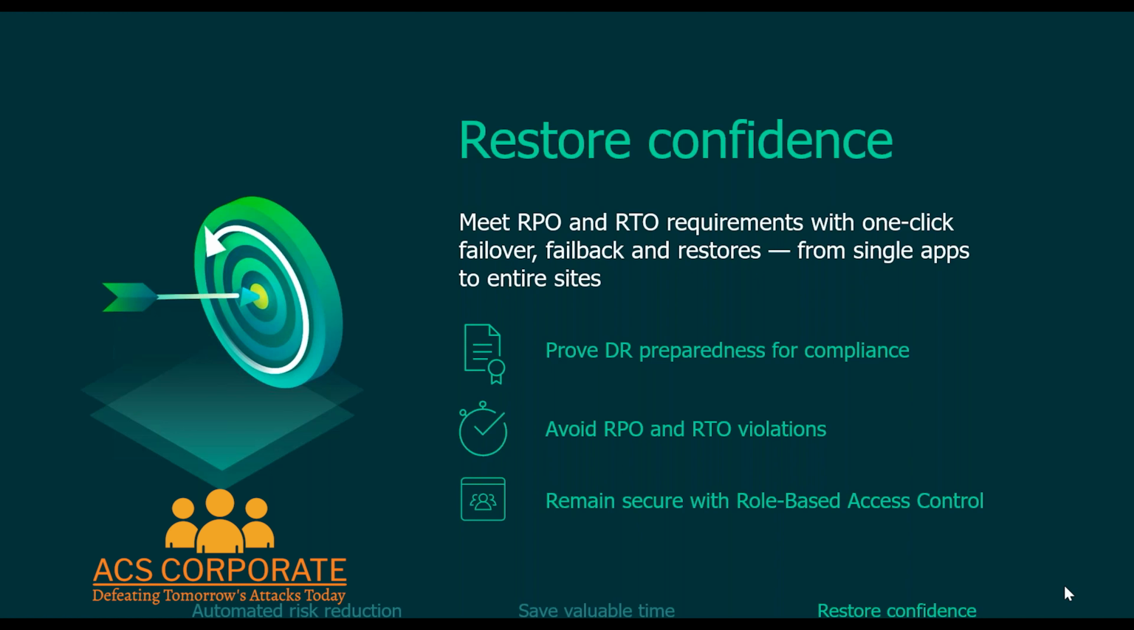You've tested your plan. You know if you're going to meet your RPOs or RTOs. You're not violating what is required of your business. You're fixing that before you even need to perform a disaster recovery plan in a production environment. And then you also remain secure with that role-based access control.